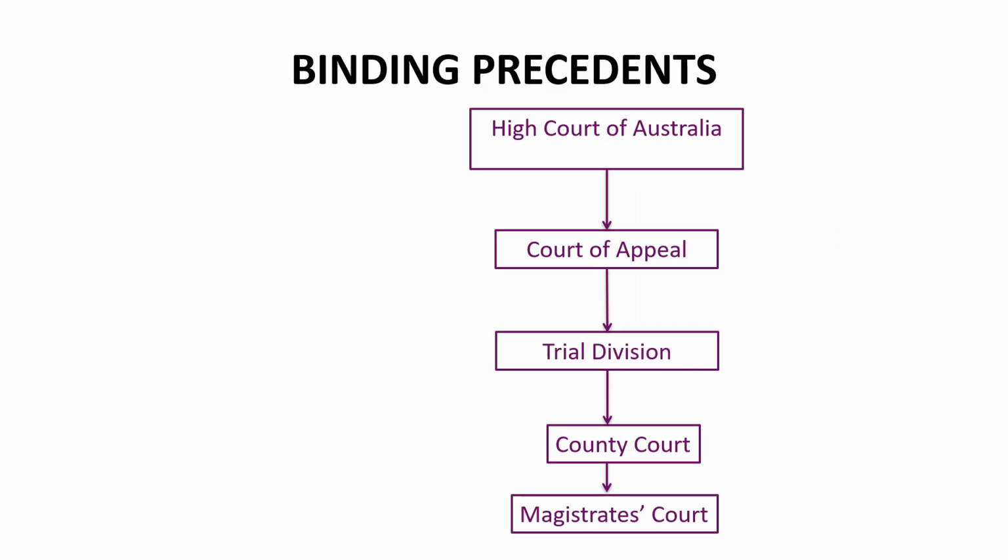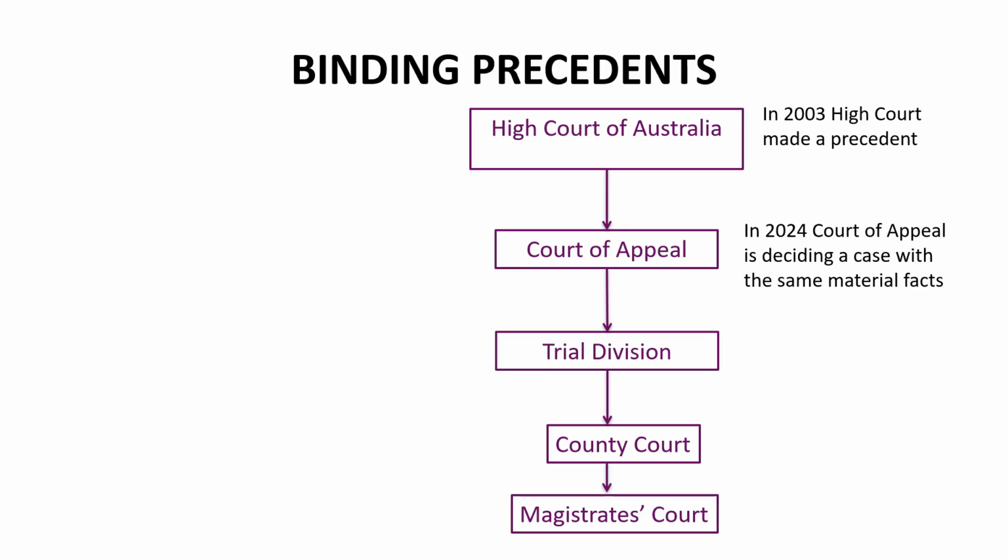All right, we're now in a position to apply our knowledge of what a binding precedent is to an example. Let's suppose that the High Court made a precedent in a case it decided in 2003, and that in 2024 the Court of Appeal is deciding a case with the same material facts as the 2003 High Court case. The 2003 High Court precedent is a binding precedent for the Court of Appeal.